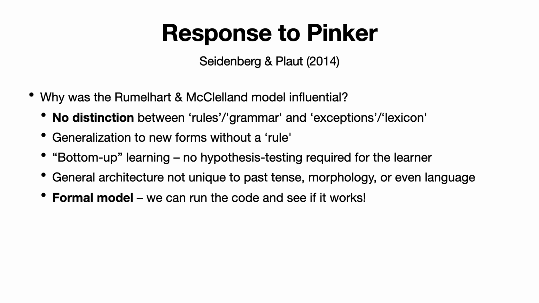Rumelhart and McClelland continued to develop their model, and that, in some senses, was the birth of neural networks that then produced things like ChatGPT, right? This is the ancestor, in some sense, of what we are talking about. So why was their model influential? Well, there's a few reasons.